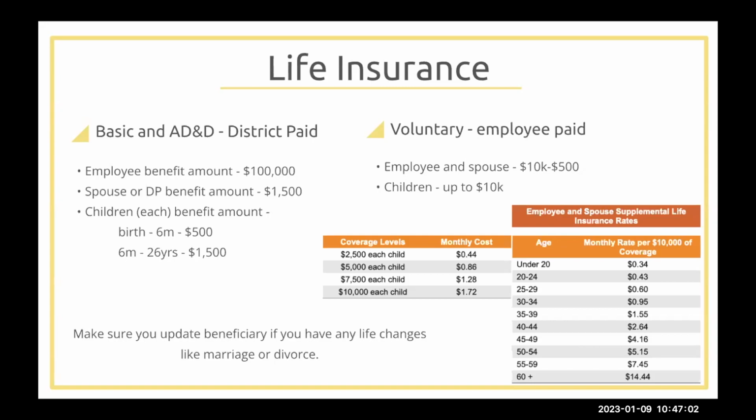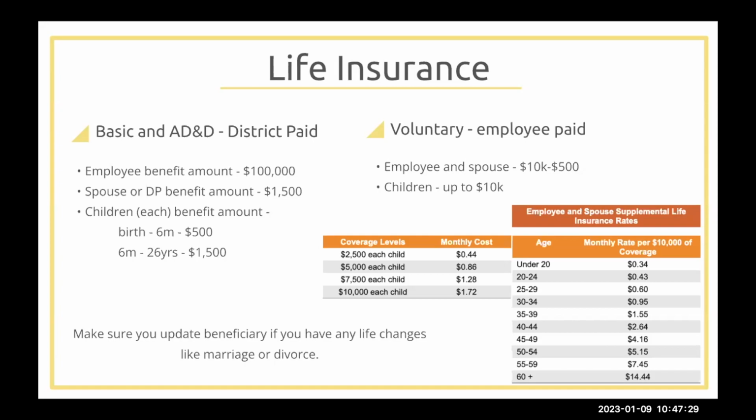Voluntary. We do offer voluntary life insurance. This is a group policy plan. This is all employee paid. Employees and spouses can enroll between $10,000 and $500,000. I missed the K on that one. And children can enroll in up to $10,000. You can see below on the charts, the children one is actually pretty cheap. So you can see the range there.